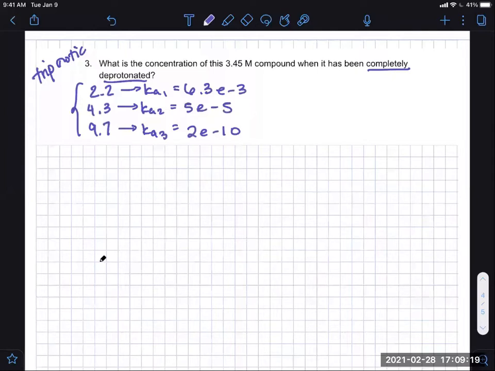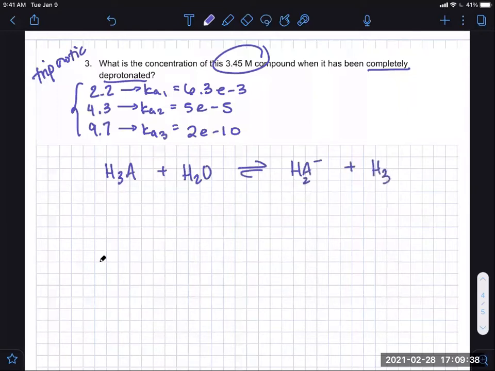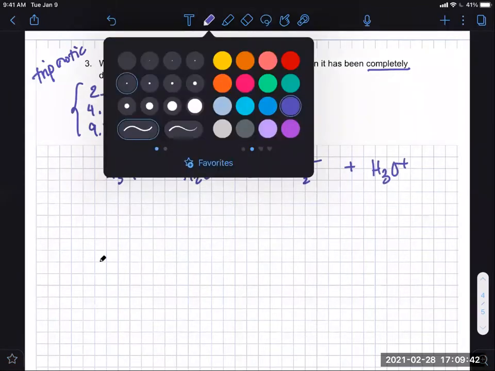Okay. So now that we have our Ka values and our initial concentration, we can start the problem. So I'm just going to label this generic acid as H3A. Okay, we start out with our initial concentration.